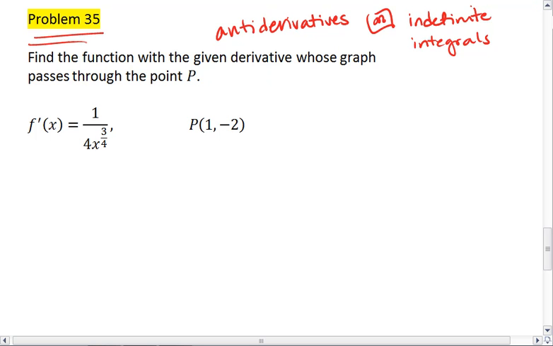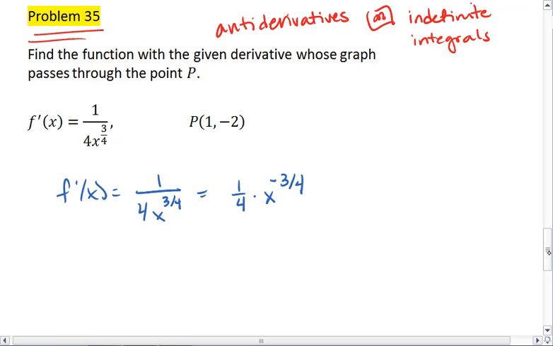It reads, find the function with the given derivative whose graph passes through the point P. Well, we're given the derivative. We're given f prime of x equals 1 over 4x to the 3/4. Let's rewrite this as 1/4 times x to the negative 3/4. Let's think about this for a moment.